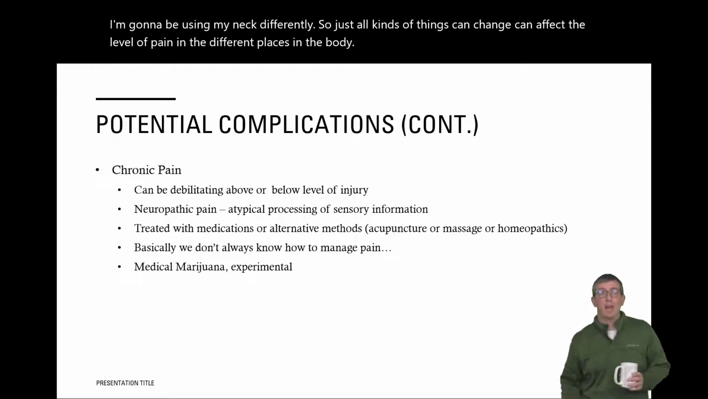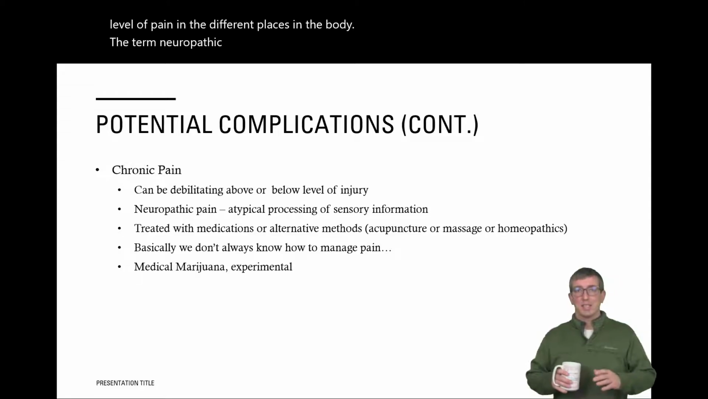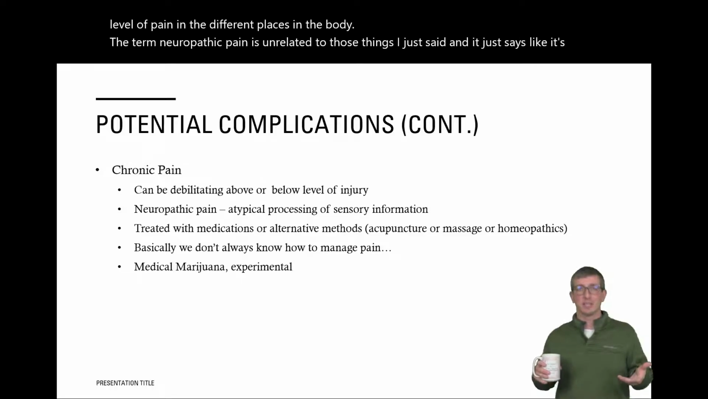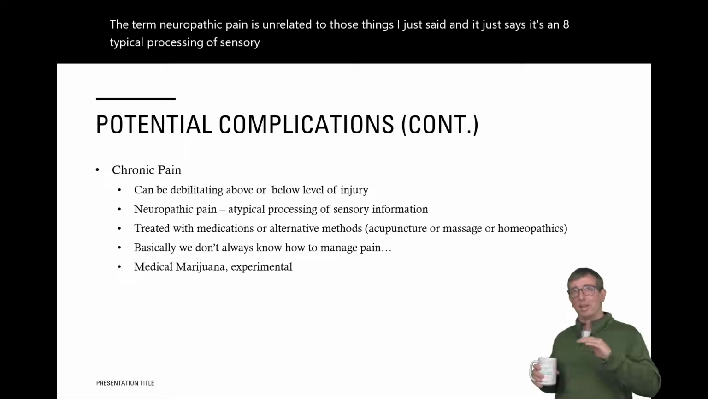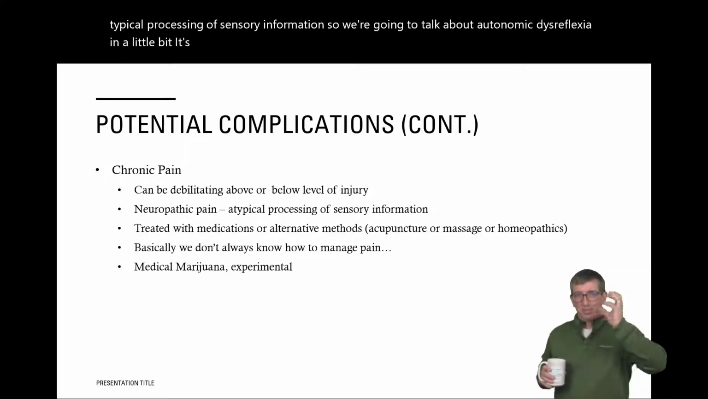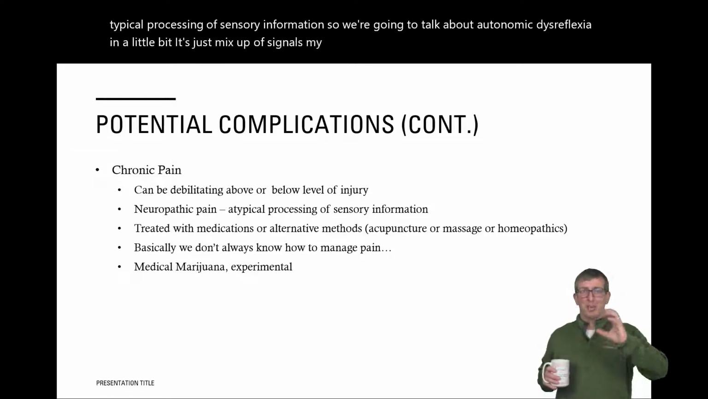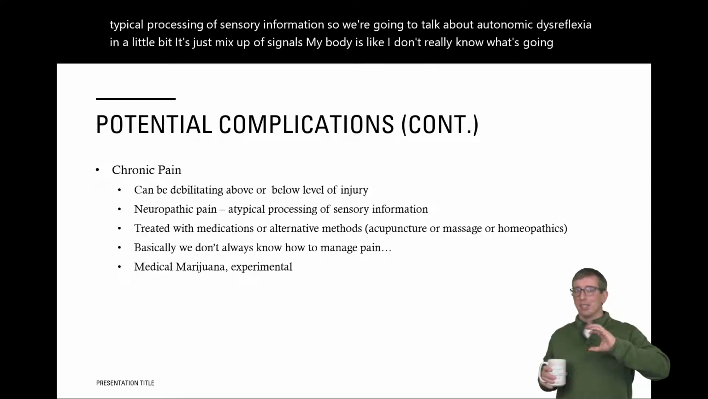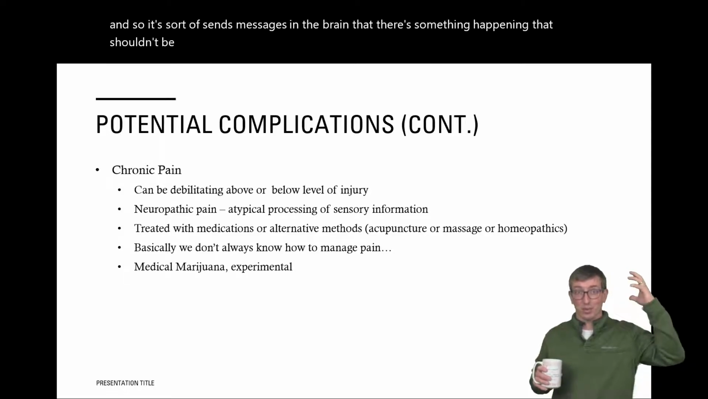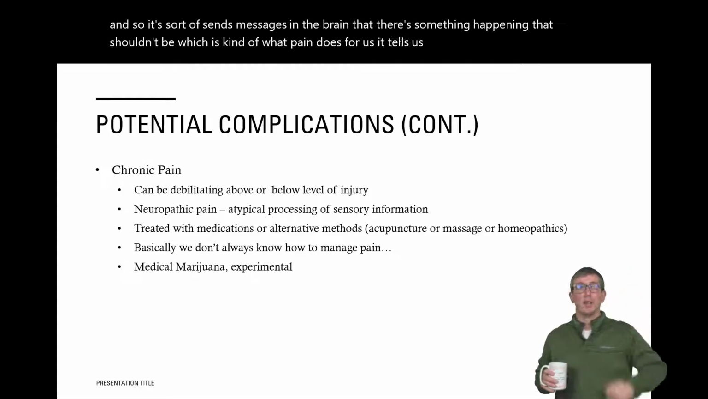The term neuropathic pain is unrelated to those things I just said, and it just means an atypical processing of sensory information. We're going to talk about autonomic dysreflexia in a little bit. It's just a mix-up of signals. My body is like, I don't really know what's going on here. And so it sends messages in the brain that there's something happening that shouldn't be, which is kind of what pain does for us. It tells us that something's not right.